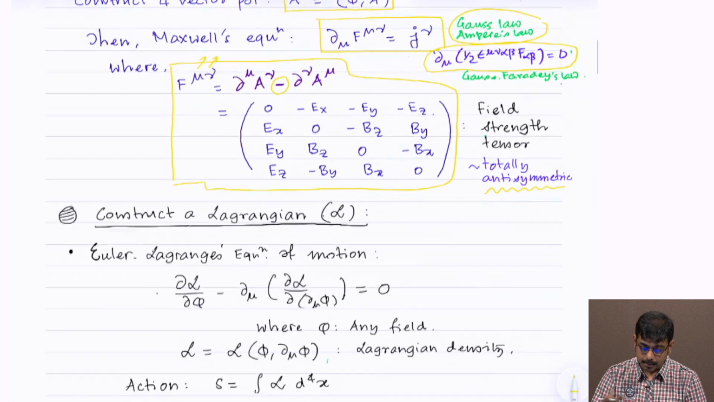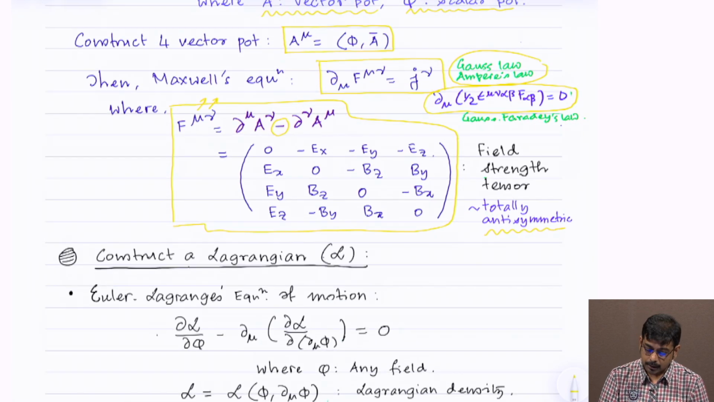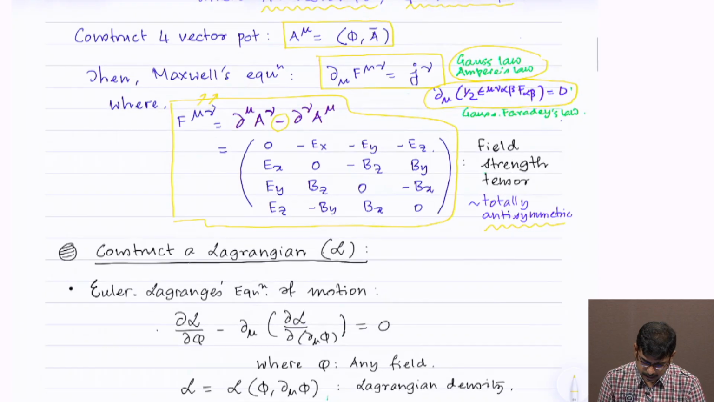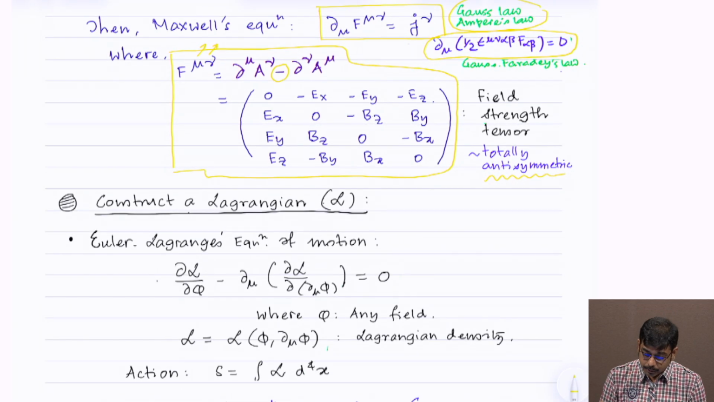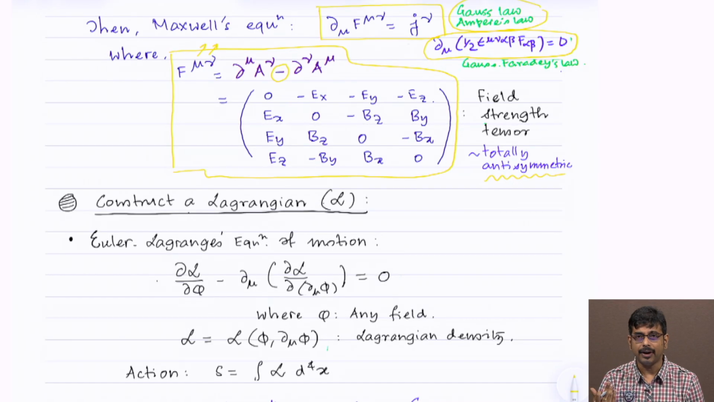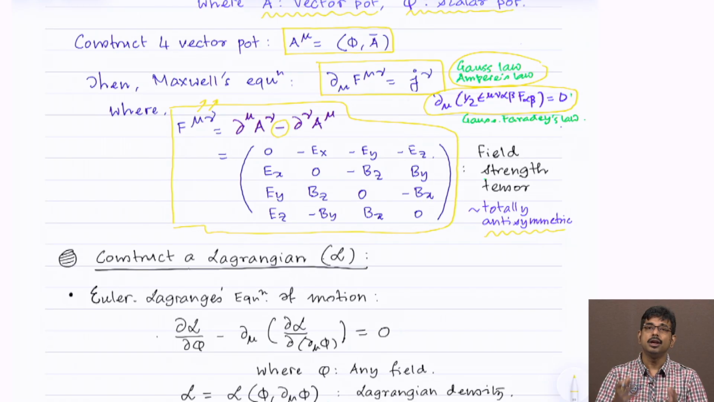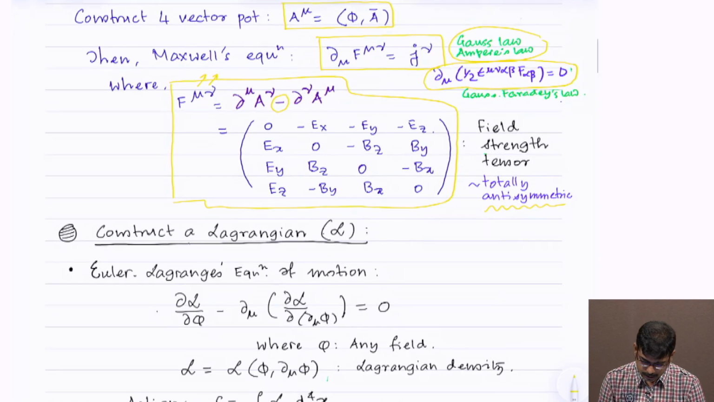So, we have been able to convert everything in terms of this 4 vector potential A mu and the field strength tensor that we have defined with respect to it. Now, you can ask the question: what is the corresponding Lagrangian, right? So, if these are the equations of motion, what is the Lagrangian which gives rise to this kind of equations?